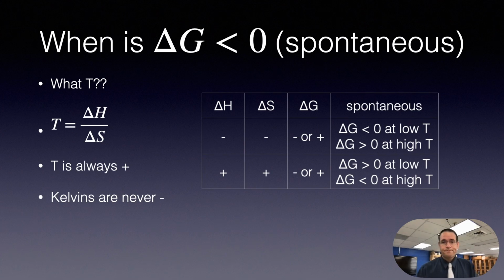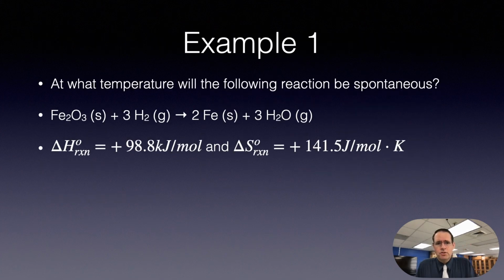All right, let's look at an example. At what temperature will the following reaction be spontaneous? We've got iron oxide and hydrogen gas forming iron metal and water vapor, or steam, right? And we're given delta H is plus 98.8 kilojoules per mole and delta S is plus 141.5 joules per mole per Kelvin. So they're both positive, all right? So we can take a positive and divide by a positive and get a positive Kelvin temperature and figure out what temperature that is.